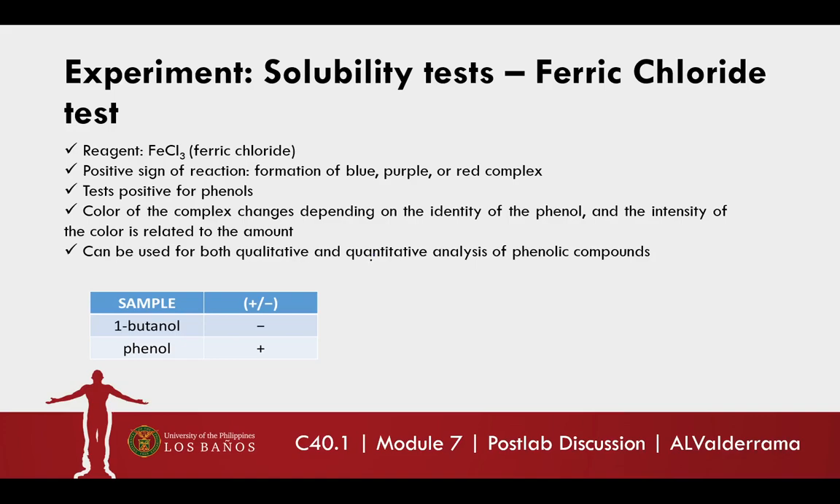So this is a qualitative and quantitative analysis of phenolic compounds. Kasi may mga compounds na maraming phenols. So if you want to know if you have phenol present in your compound, you may use ferric chloride test. Kahit konting amount lang ng sample, imimix mo lang siya with ferric chloride. So, if there is formation of blue, purple, or red complex, sure ka na meron kang phenol present in your compound.